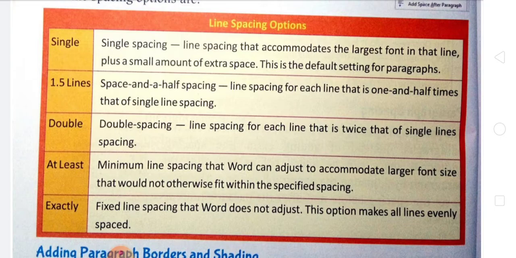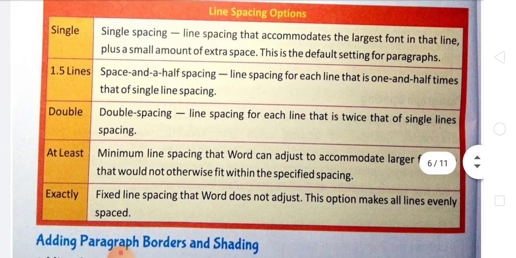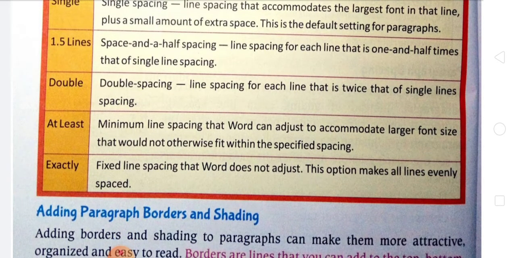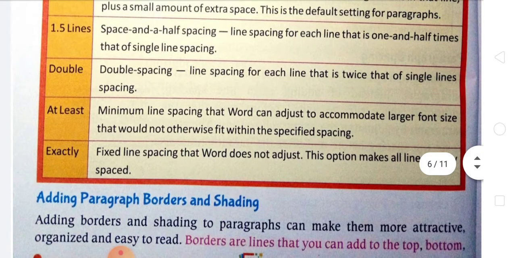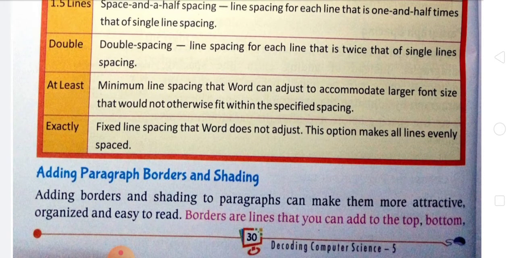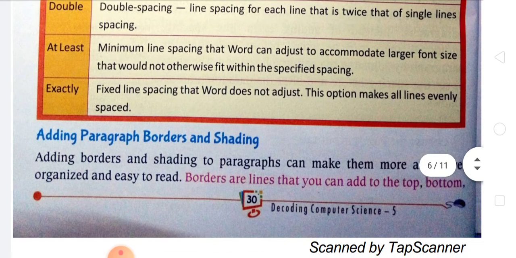At least means minimum line spacing, which Word can adjust to accommodate a large font size that would not otherwise fit within the specified spacing. Exactly means a fixed line spacing that Word does not adjust. This option makes all lines evenly spaced.